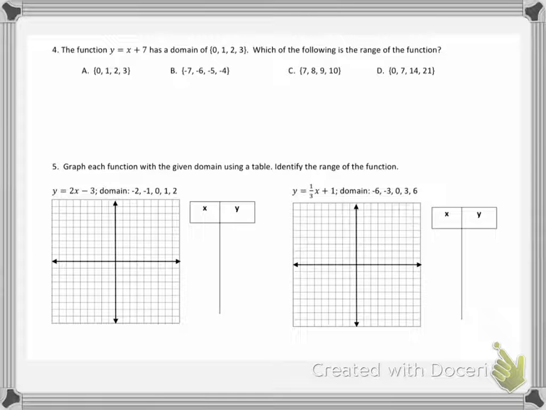Fourth question underneath here, your standard multiple choice. The function y equals x plus 7 has a domain of 0, 1, 2, 3. Which of the following is the range of the function? Well, if I give you a specific domain, all you have to do is plug in those numbers for x. So I'm just going to make a quick little xy chart. My domain is 0, 1, 2, 3. Plug that in for x. 0 plus 7 is 7. 1 plus 7 is 8. 2 plus 7 is 9. And 3 plus 7 is 10.